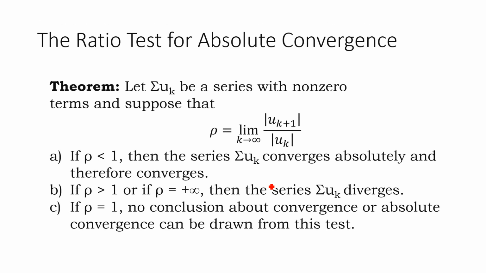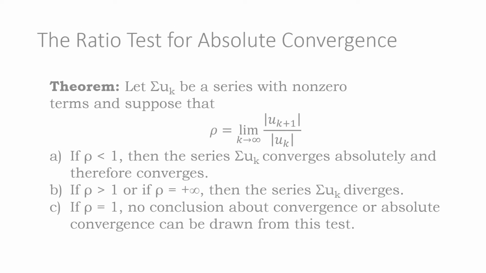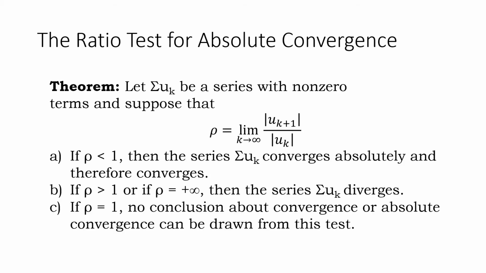Let's have the ratio test for absolute convergence. Although one cannot generally infer convergence or divergence of a series from absolute divergence, the following variation of the ratio test provides a way of deducing divergence from absolute divergence in certain situations. Let's have this theorem, the ratio test for absolute convergence.